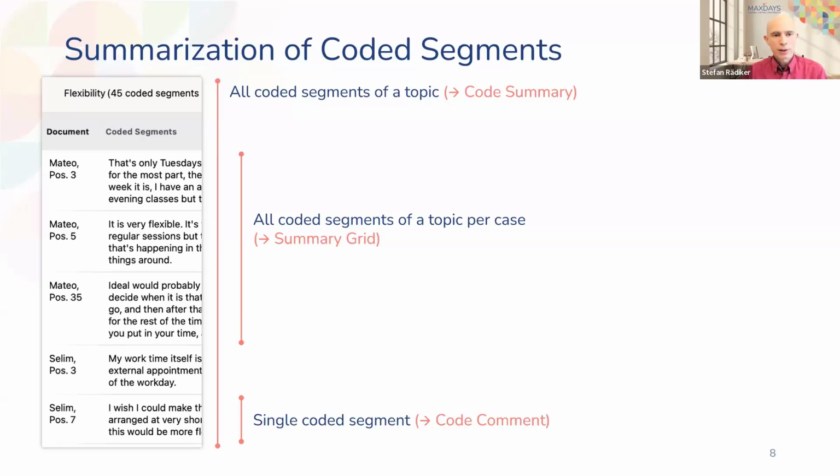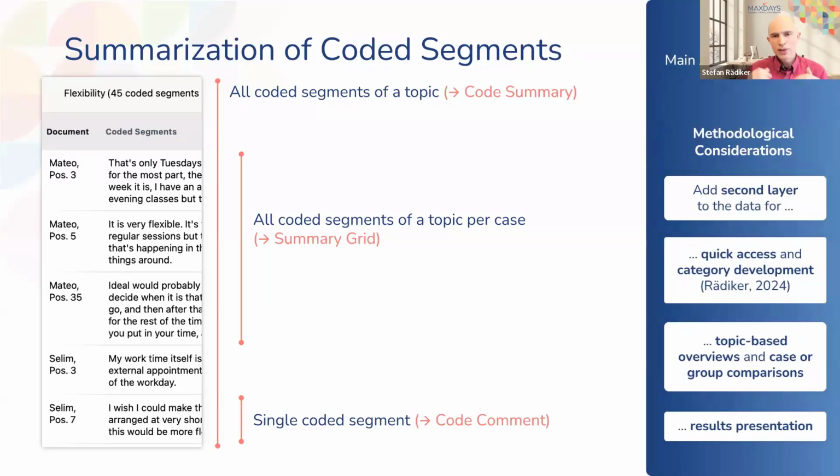Or when we're going into this summary grid in MAXQDA, we can summarize all the coded segments of a topic per case. For example, the first 3 segments displayed here on the screen from Matteo on flexibility. Or we could even summarize each coded segment on its own, and usually these are summarized into the code comment, and we can continue working with this summary because it is always at hand later on.